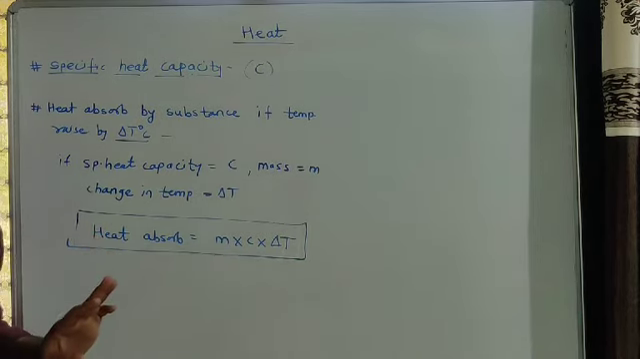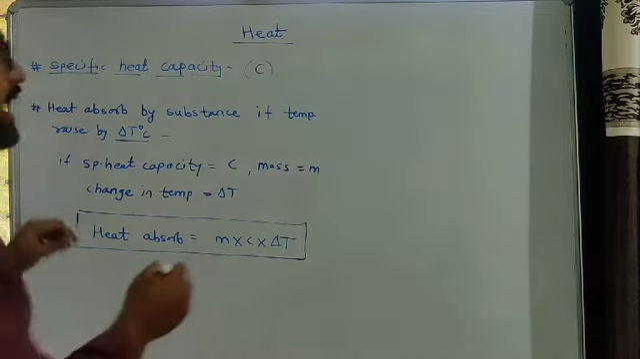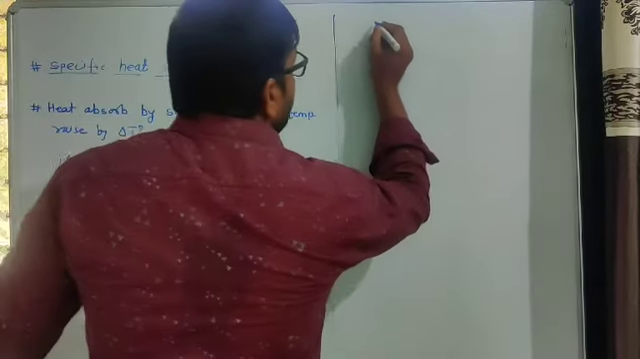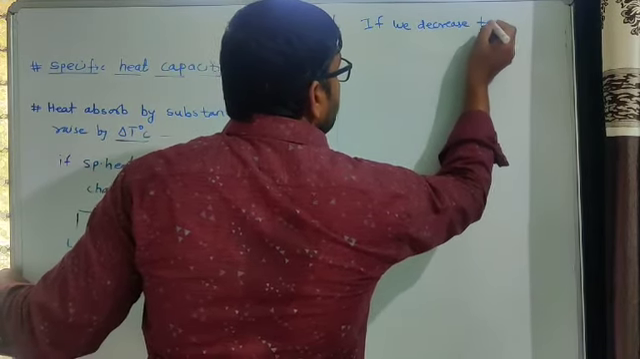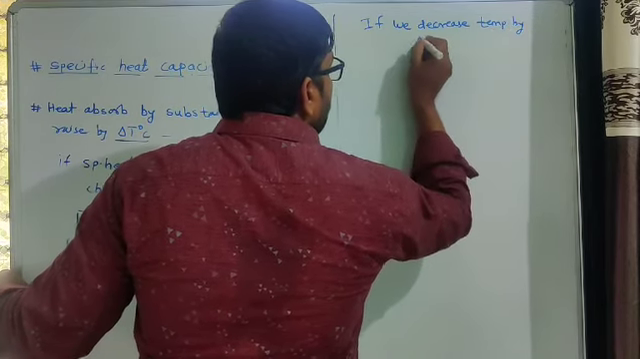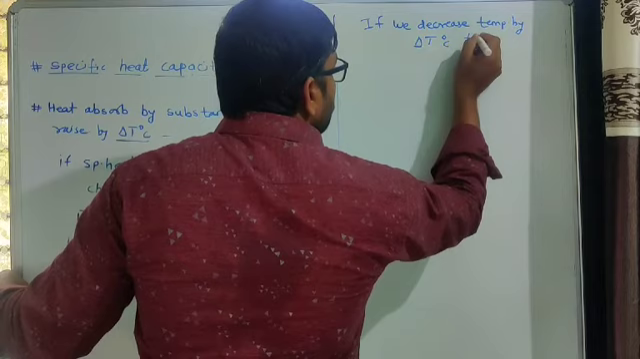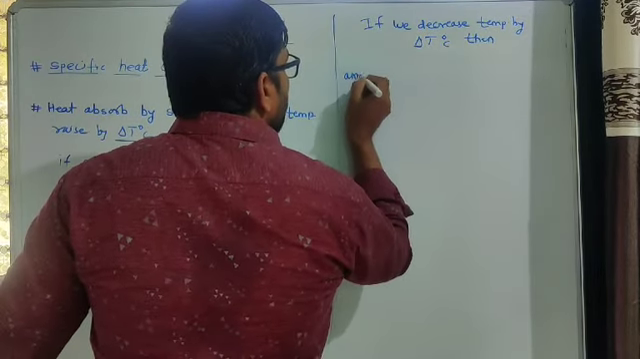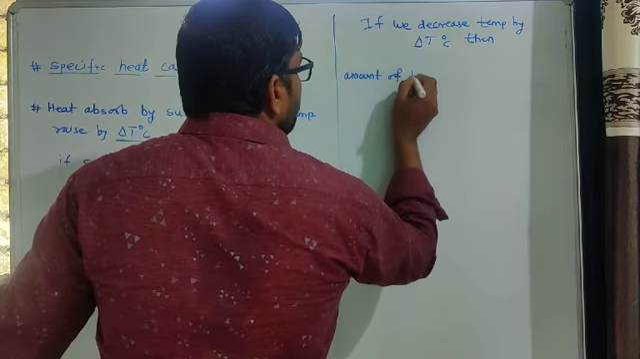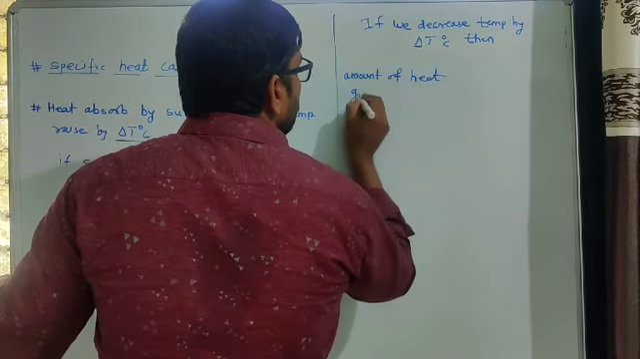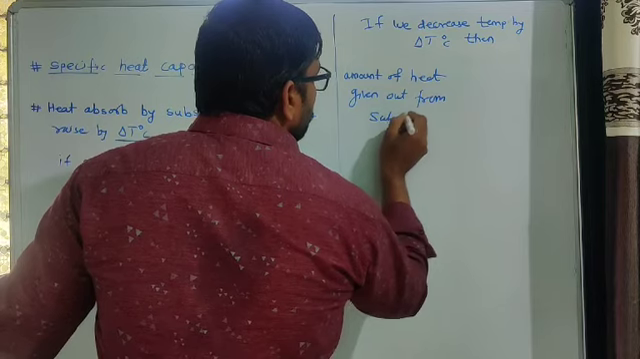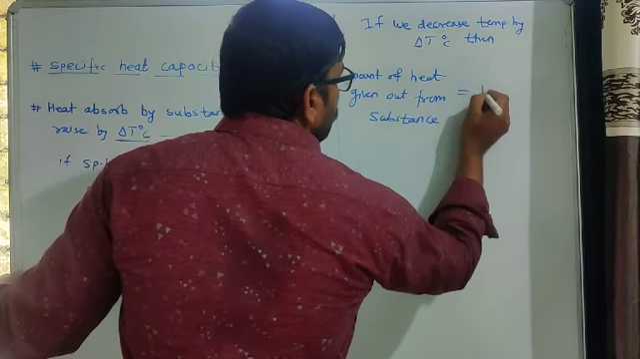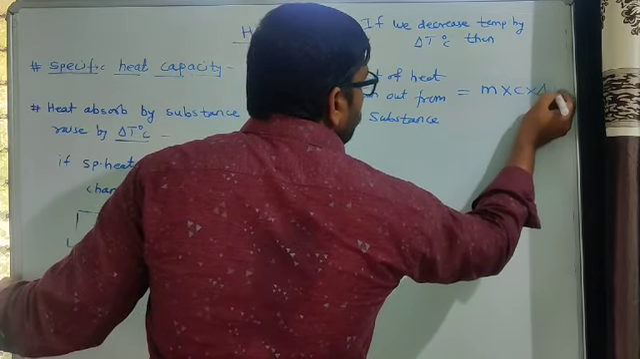In the same way, if a substance has a somewhat high initial temperature and we decrease the temperature by delta T degree Celsius, then the amount of heat given out from the substance will again be equal to m into c into delta T.